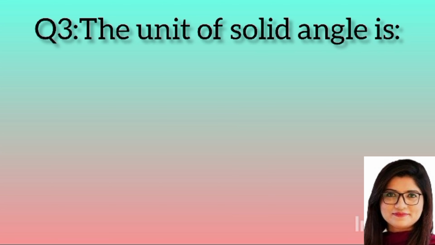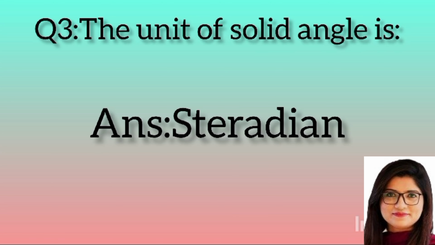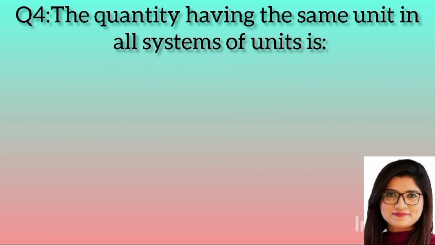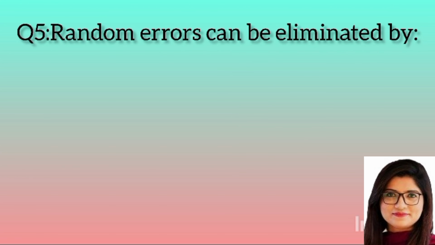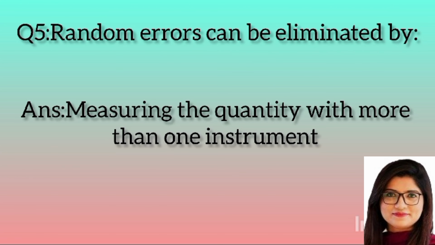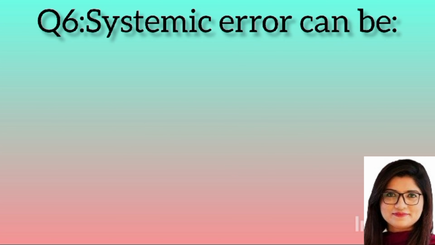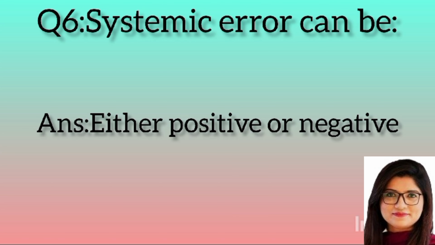Question 3. The unit of solid angle is answer: steradian. Question 4. The quantity having the same unit in all systems of units is answer: mass. Question 5. Random errors can be eliminated by answer: measuring the quantities with more than one instrument. Question 6. Systematic error can be answer: either positive or negative.